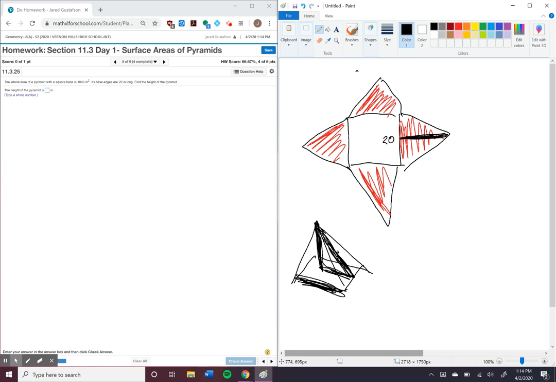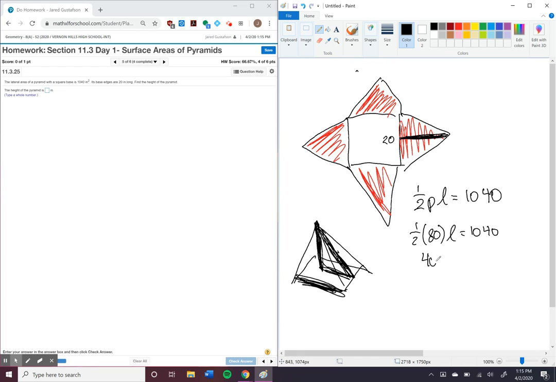So our lateral area, which is 1/2 times perimeter times slant height, is equal to 1040. Well, what's the perimeter? If the base's edge is 20, that means the perimeter has to be 4 times 20, which is 80.